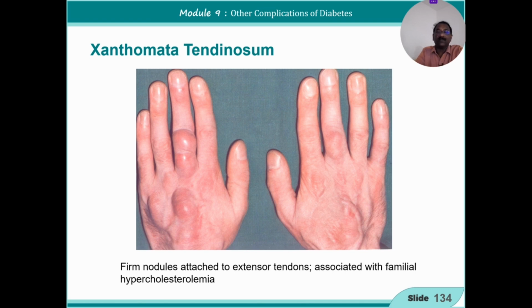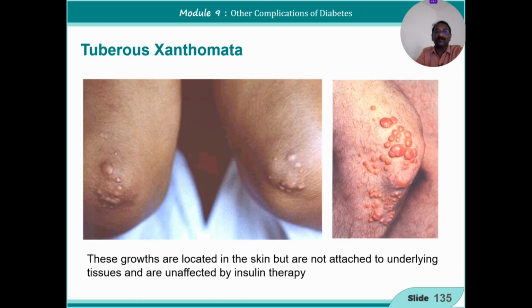See xanthomata tendinosum over the tendons, firm nodules attached to the extensor tendons, associated with familial hypercholesterolemia. So get the lipid profile here. See the tuberous xanthomata. These growths are located in the skin, not attached to the underlying tissues, unaffected by insulin therapy.